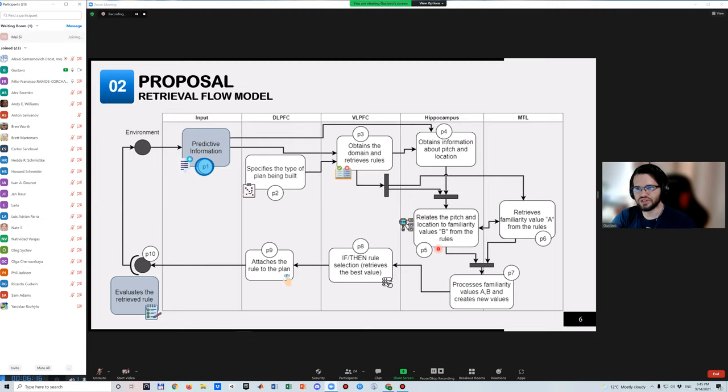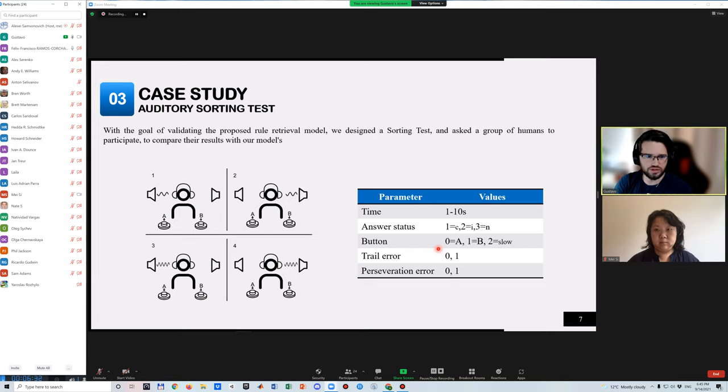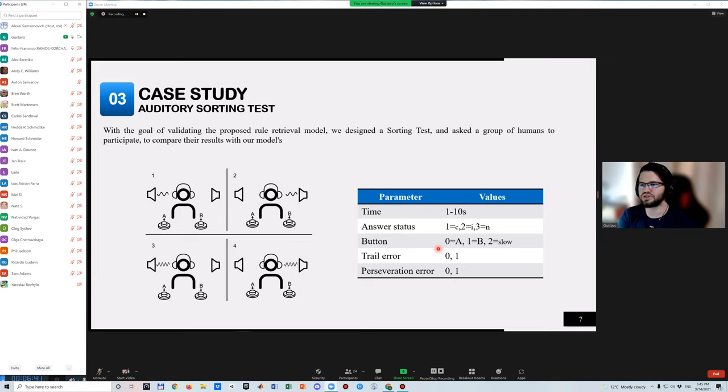So, in order to test this, we created a case study with auditory cues. We asked first a group of humans to participate in order to compare their results with our model's results. So, how does this auditory sorting test work? We present each participant with a sound that can either have a low pitch or high pitch, and that can also come from either the left or the right side of their headphones. Each participant has then 10 seconds to try to sort the sound by pressing either a button A or B. They try to sort the sound on if it belongs, let's say, on the right or on the left.